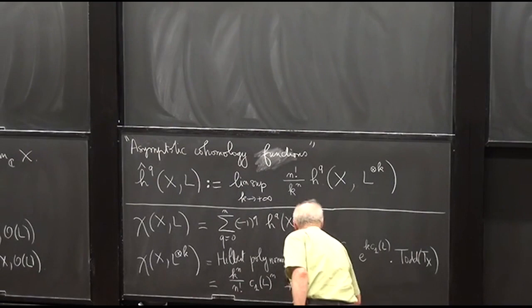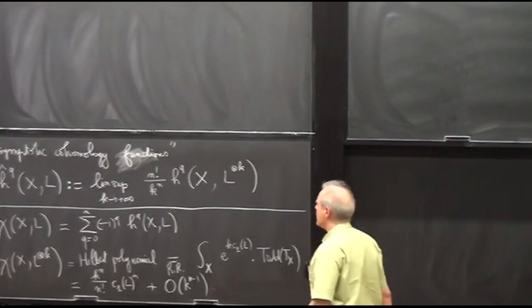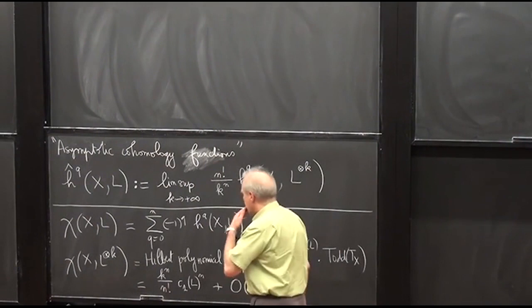The drawback of this formula, although it is very strong and very useful, is that it doesn't give any information on the individual cohomology groups. You only have information on the alternating sum, which is definitely useful, but not complete information. And therefore, you would like to do more.